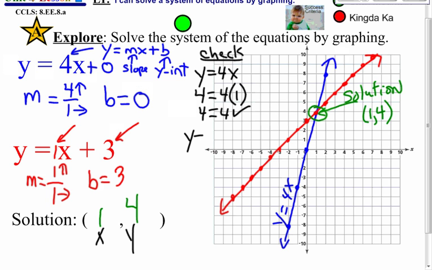So again, you have to check for the second equation. So the y is still 4 from your solution, and you're substituting in 1 for the x. So 4 equals 4, and that's a check.